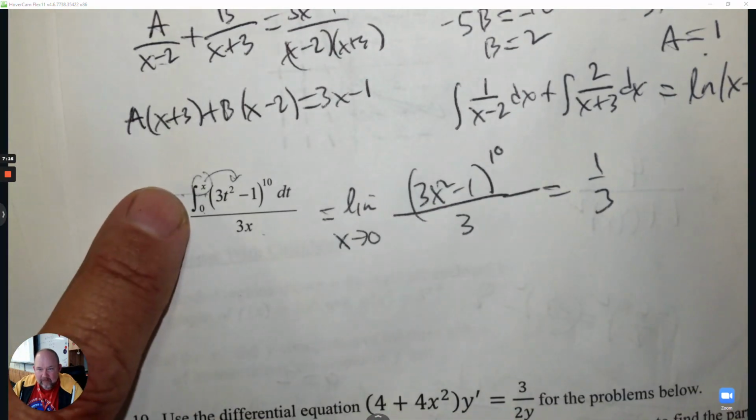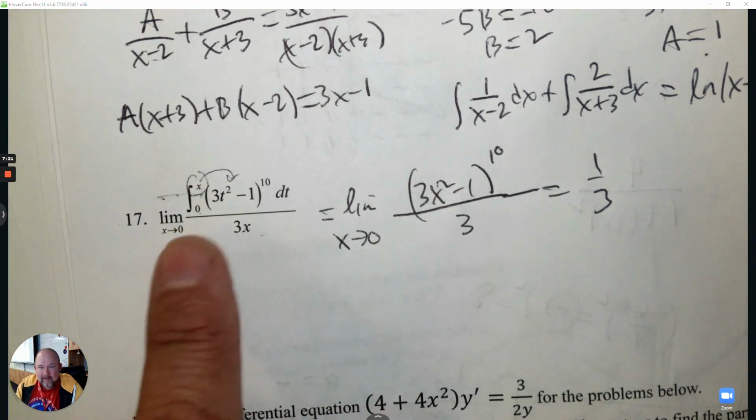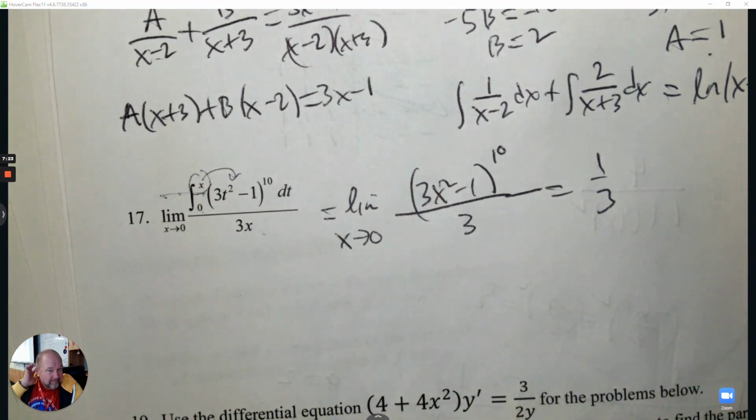How do you take the derivative of an integral? They undo each other, and you just plug in x for t, and then the derivative of the bottom, and then you evaluate again, and you get your answer.